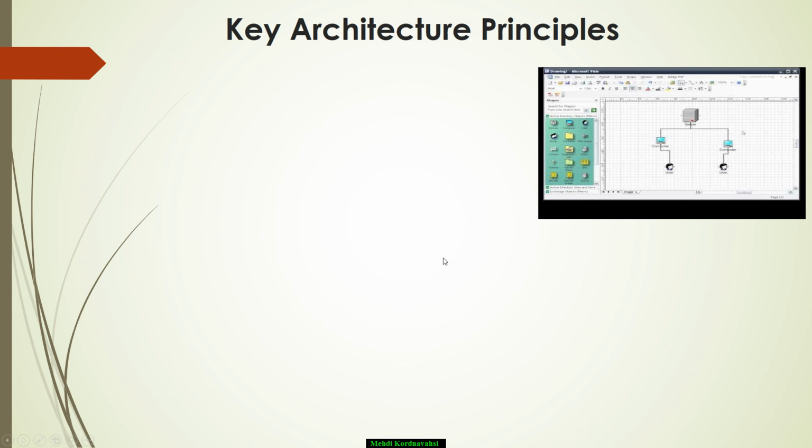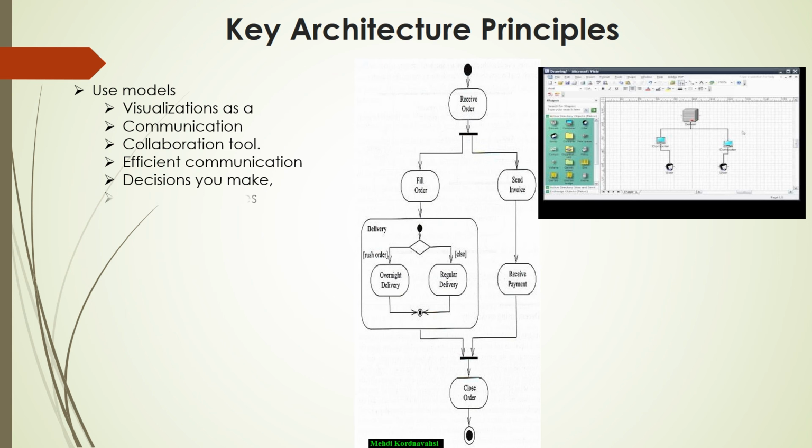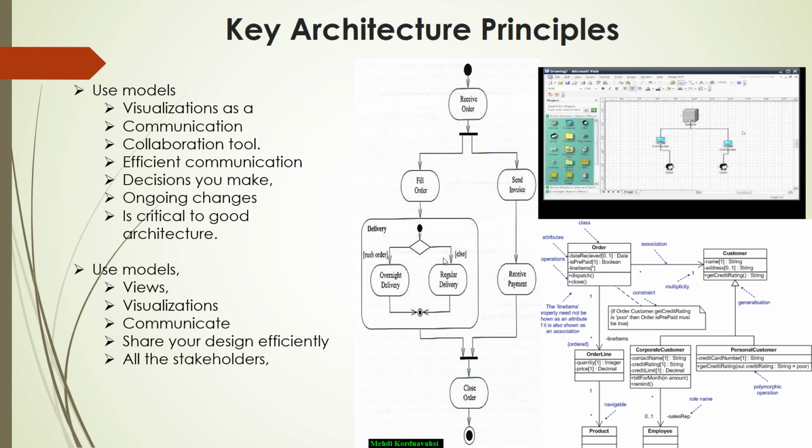It's all good. Okay, the next principle is use models and visualizations as a communication and collaboration tool. Efficient communication of the design, the decisions you make, and ongoing change to the design is critical to good architecture. Use models, views, and other visualizations of the architecture to communicate and share your design efficiently with all the stakeholders and to enable rapid communication of change to the design.